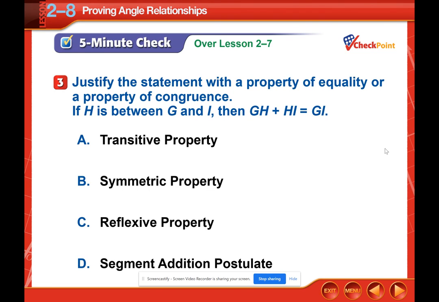Justify the statement with a property of equality or a property of congruence. If H is between G and I, then GH plus HI is equal to GI. Once again, no transition, no mirroring. This is not equal to itself. In fact, we have two segments that are being added together to equal a larger segment. This is segment addition postulate.